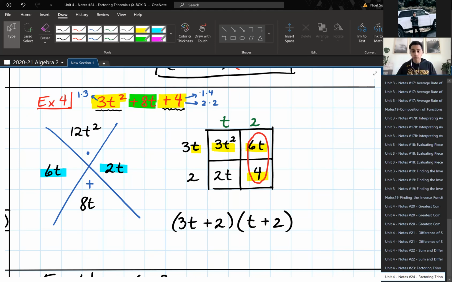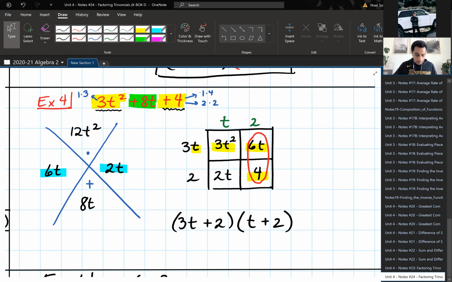We could have done the traditional method, but we may have run into the problem where it's like, oh, the middle terms are not adding up to 8t. Let's try something else. Let's move them around. And sometimes the fatigue sets in, and then we want to say, like, oh, it's not factorable, when many times it could be.